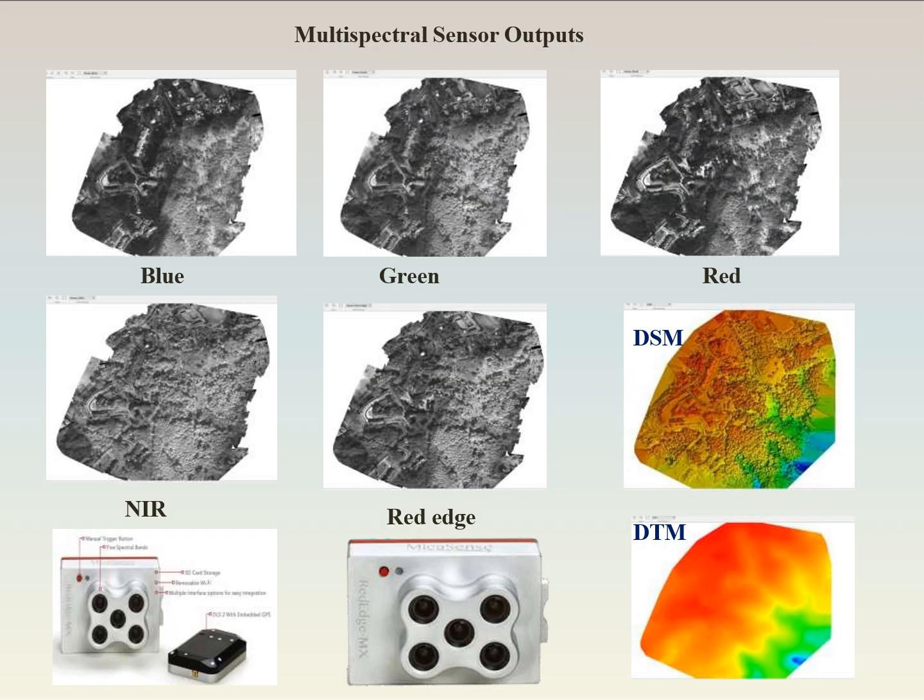Multispectral sensors are like health checkers for the Earth. They use colors like blue, green, red, and infrared to create maps that show how healthy plants are or how moist the soil is. They also make digital surface models, or DSM, and digital terrain models, or DTM, to show land height. It's like a doctor's report for crops or forests.